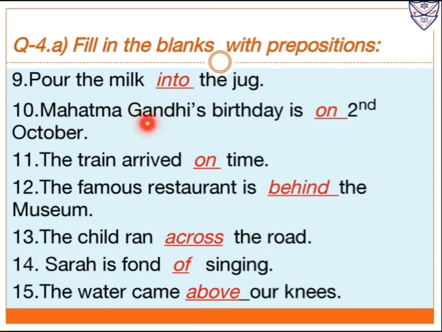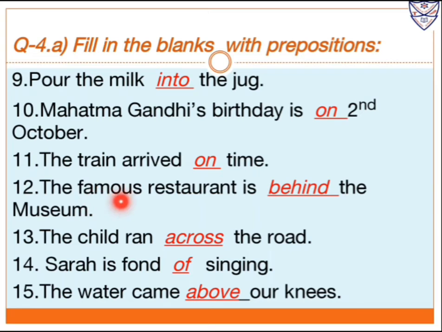10th number, Mahatma Gandhi's birthday is on 2nd October. Over here the word on is used as a preposition. 11th number, the train arrived on time. So in this sentence the word on is used as a preposition for the sentence.